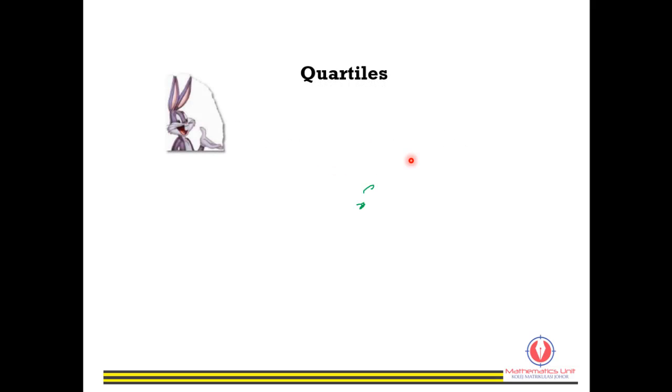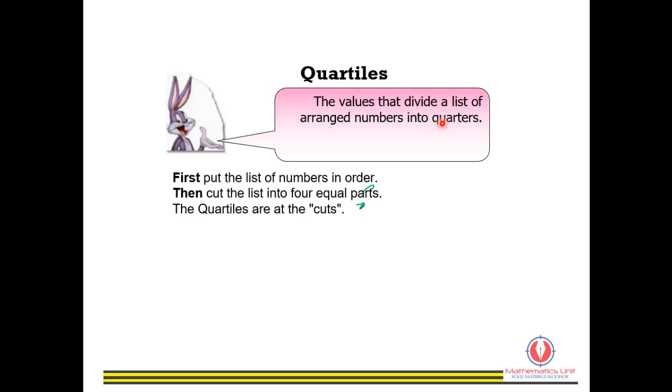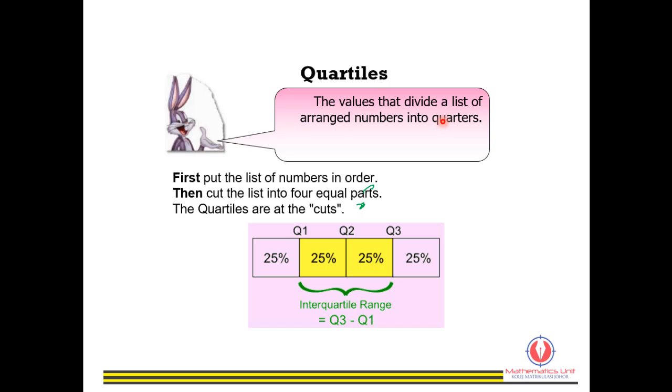What is quartile? Quartile is the value that divides a list of arranged numbers into quarters. First, put the list of numbers in order. Then you cut the list into 4 equal parts, and the quartiles are at the cuts. So this is the first quartile, this is the second quartile, also the median, and then this is the third quartile.